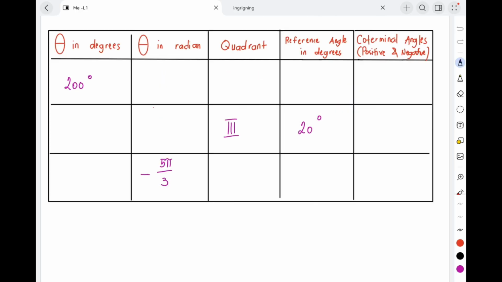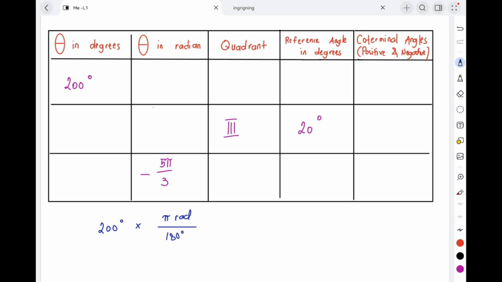Alright, so we have here our table, and let's try to fill in the missing parts. For number 1, we are given 200 degrees. So first, we need to convert it to radians. 200 degree angle times our formula. Of course, the numerator should be in radians: pi rad. It can also be without the rad, because when we talk about pi, automatically that is in radians. So again, pi rad over 180 degrees.